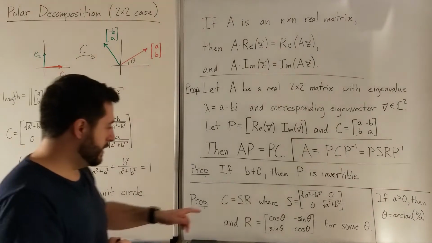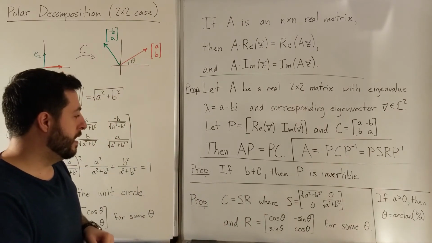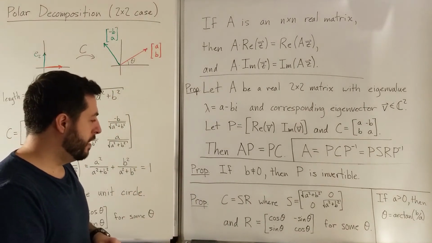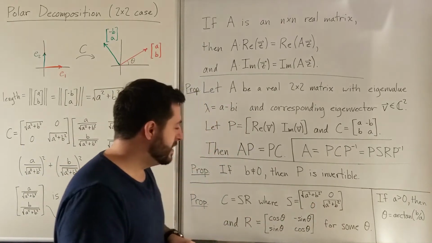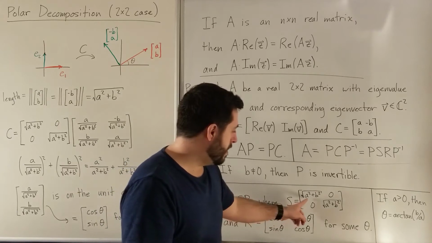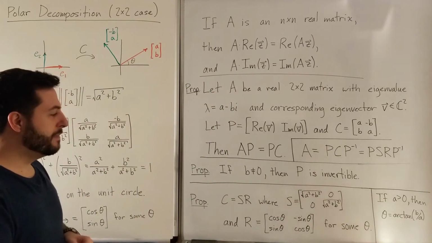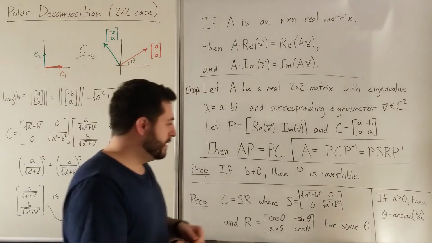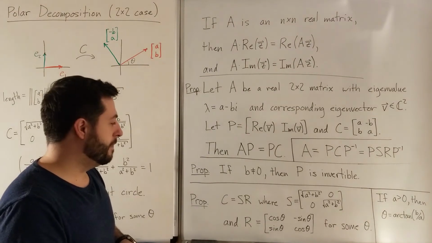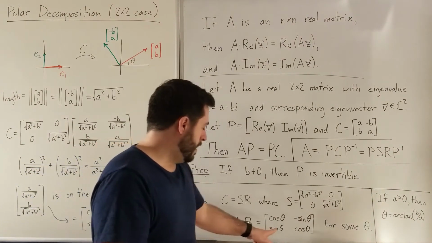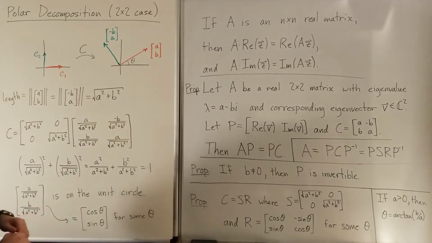So let's take a look at why C is equal to a scalar times a rotation. The scalar is going to be this square root of A squared plus B squared. I've just written that as a matrix, but you could also just think about this as the number, the square root of A squared plus B squared. And then we have this right here. So let's take a look at the picture for this.